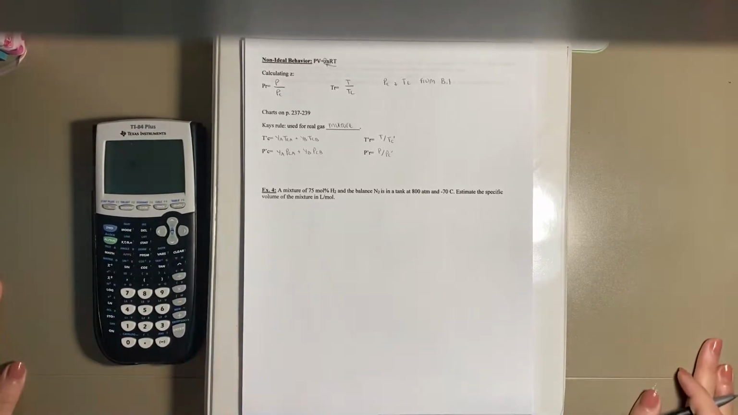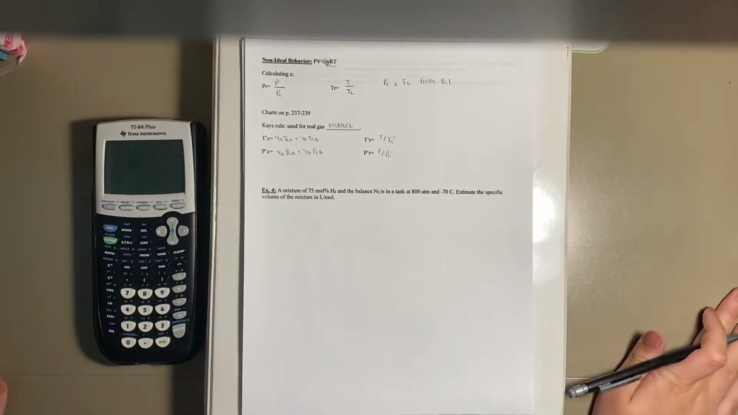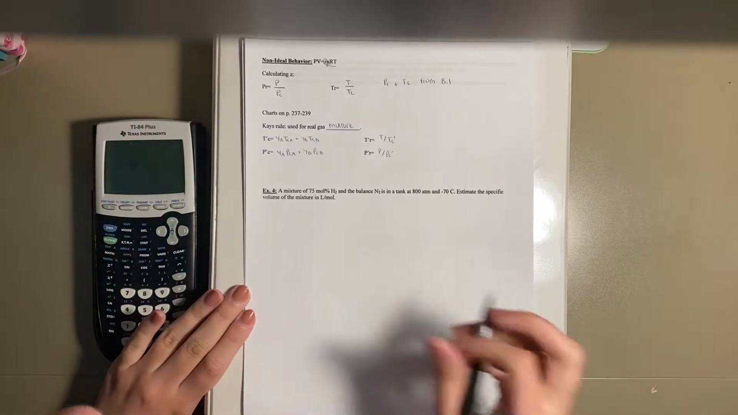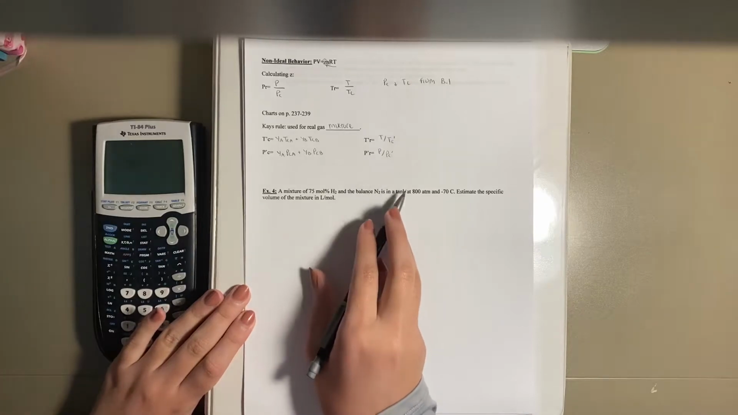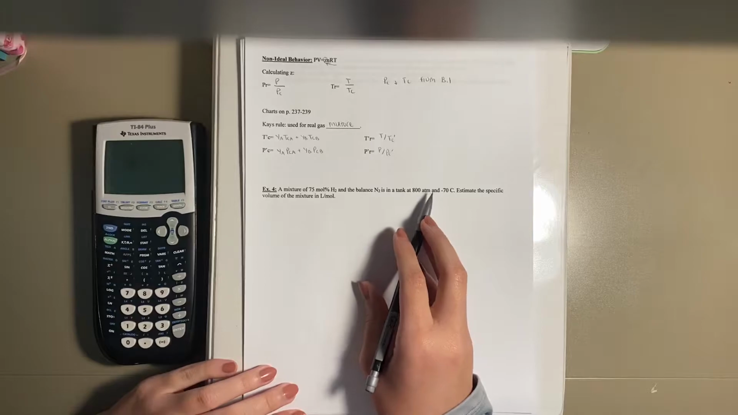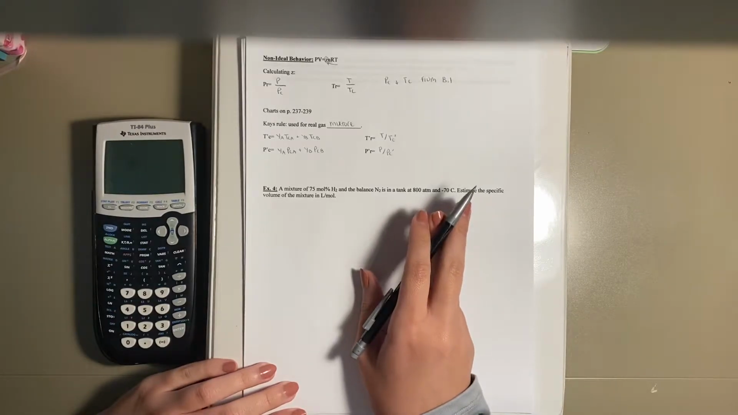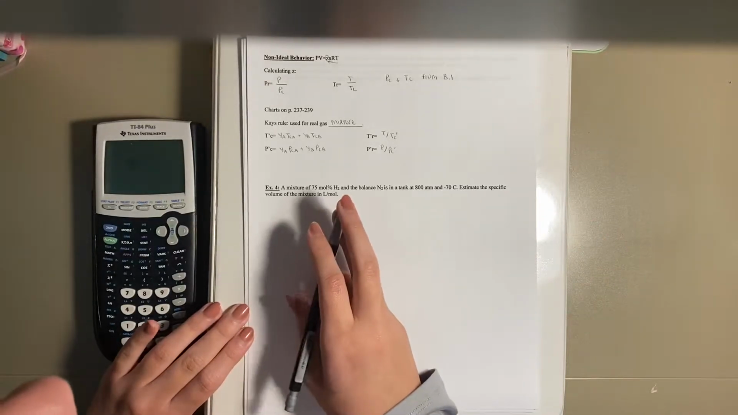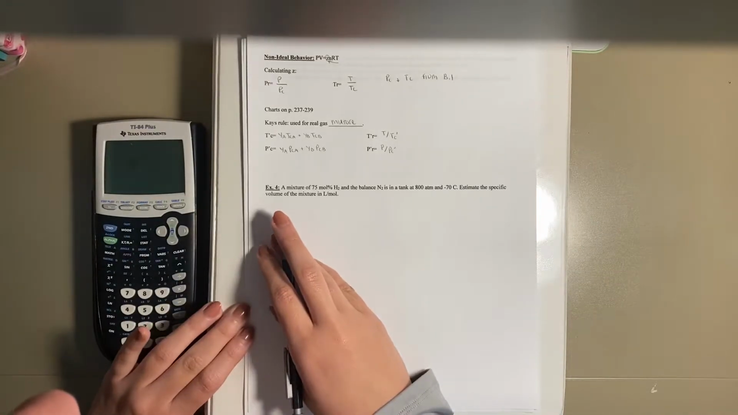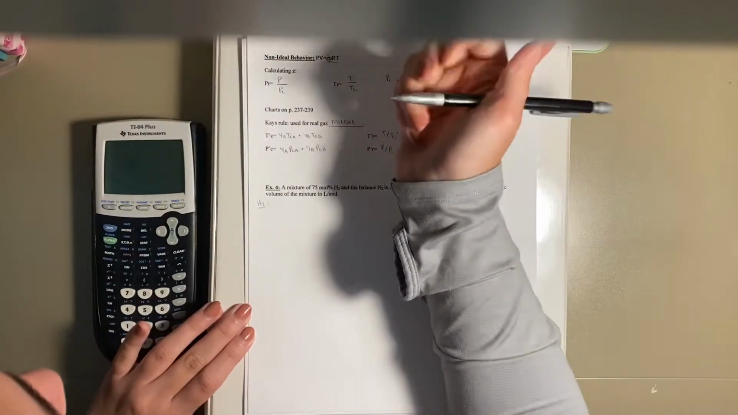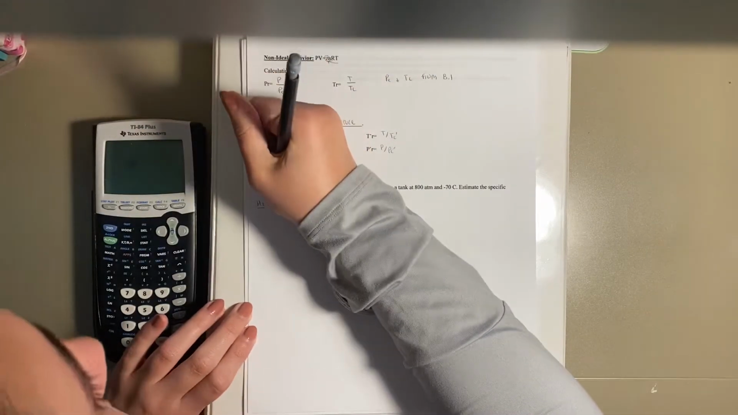All right, now for an example using a non-ideal mixture. We have a mixture of 75% hydrogen, the balance N2, stored in a tank at 800 atmospheres and negative 70 degrees Celsius. We want to estimate the specific volume of the mixture in liters per mole.